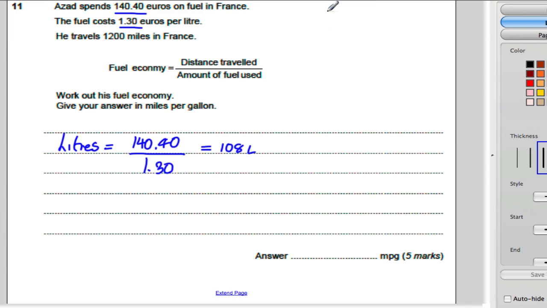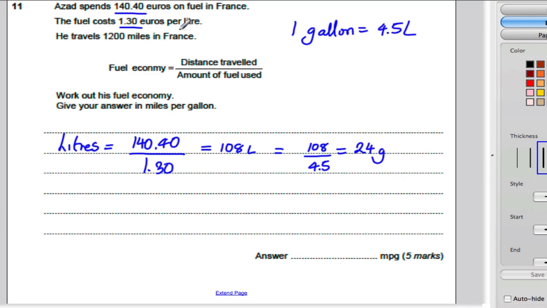Now you will remember from a previous video, we need to know the following, that 1 gallon is approximately 4.5 litres. So that's something we're expected to have an awareness of. Now, how many gallons is this therefore equal to? Well, this must be equal to 108 divided by 4.5, which is 24 gallons. So it must be equal to 24 gallons.